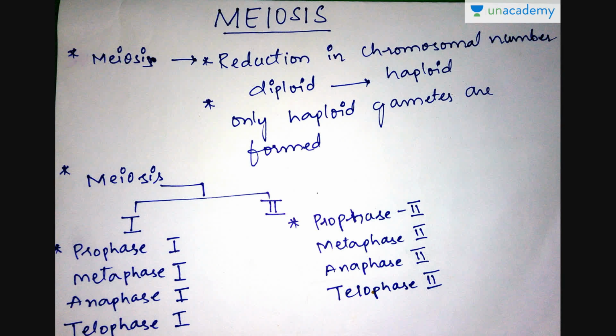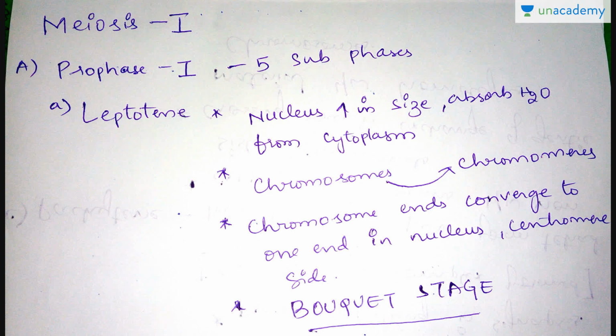Meiosis is of two stages, meiosis 1 and meiosis 2. In meiosis 1, we can see four stages: prophase 1, metaphase 1, anaphase 1 and telophase 1. In meiosis 2, we can see prophase 2, metaphase 2, anaphase 2 and telophase 2. First we will see about the meiosis 1 stage.